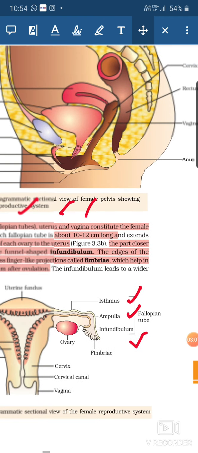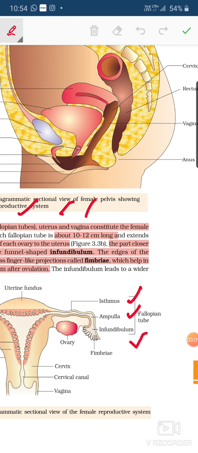Let's discuss them in detail. The first part, the isthmus, is connected with the uterus. It is the region of the fallopian tube which opens into the uterus. Ampulla is the middle region between the isthmus and the infundibulum. The infundibulum is the region closer to the ovary, and the top of the infundibulum has finger-like projections known as fimbriae.